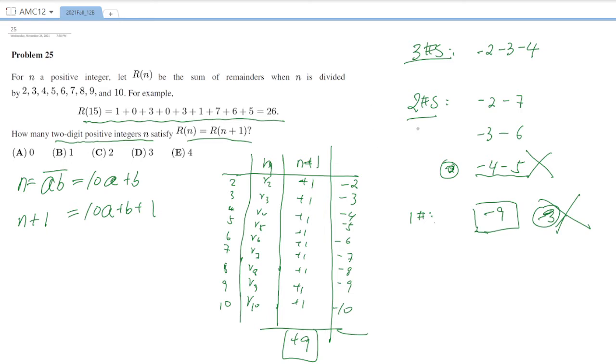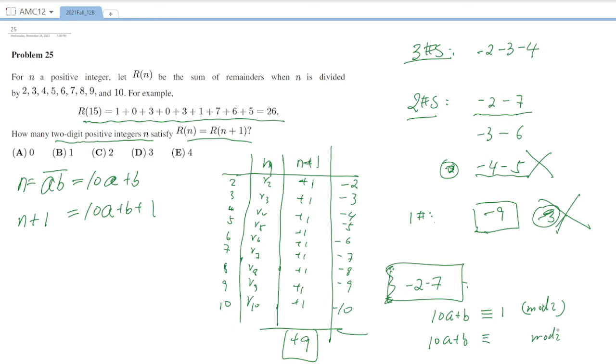Now let's rule out some other things, one by one. So the subtract 2, subtract 7 case. This means 10a plus b, if you want to subtract 2, must be 1 mod 2, because when you add 1, you can subtract 2. And 10a plus b must be congruent mod 7 to 6, because you subtract 7.